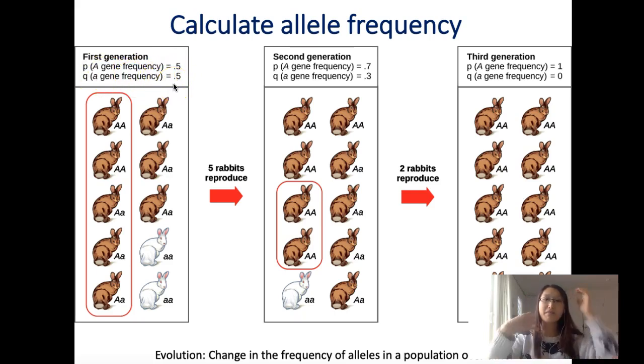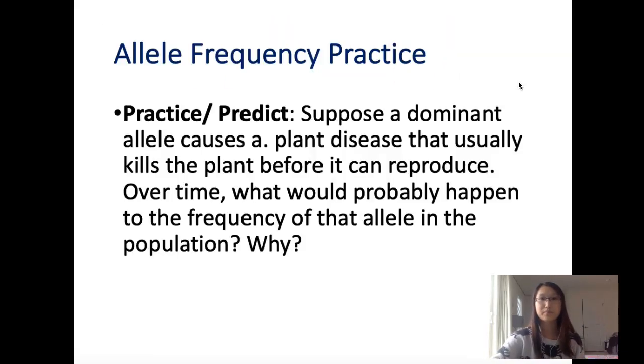However, if the environment is only allowing these 5 rabbits to reproduce and all the other rabbits do not reproduce and survive, then our second generation of rabbits is going to look something like this. And you can see that there's a change in allele frequency. Big A allele frequency is now 0.7, little a is 0.3. In our third generation, because only those 2 rabbits reproduce, we have 1 and 0. So you see there's a change in allele frequency over time. This is called evolution.